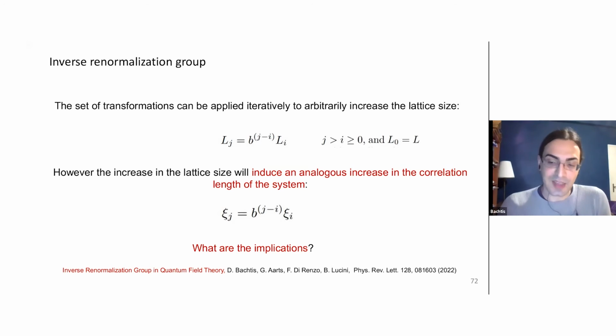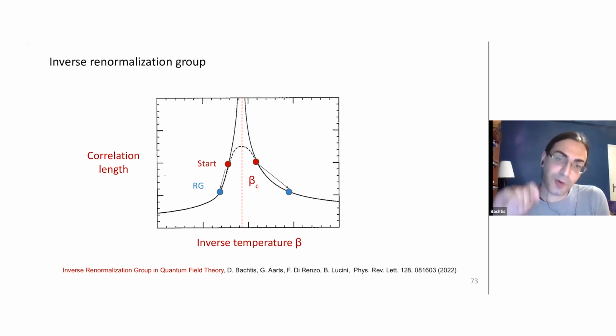So what are the implications of this increase in the correlation length? Before, in the standard renormalization group, I showed you that by applying a renormalization group transformation, we reduce the correlation length and we therefore drive the system far from the critical point. Now in the inverse renormalization group, because we increase the correlation length, we drive the system closer to its critical fixed point.